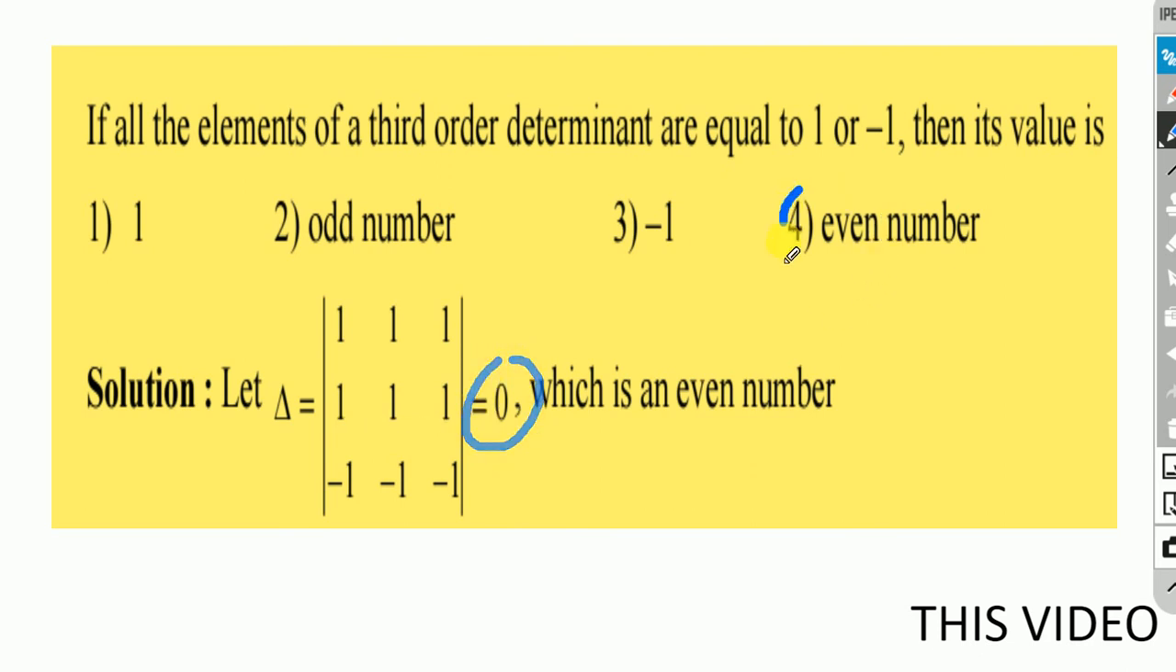So 0, sometimes it is neither even nor odd, sometimes it is both even and odd. So here I will consider 0 as an even number. So in many situations 0 is an even number. So among the given options we are taking the answer as even number, 0, which is an even number.